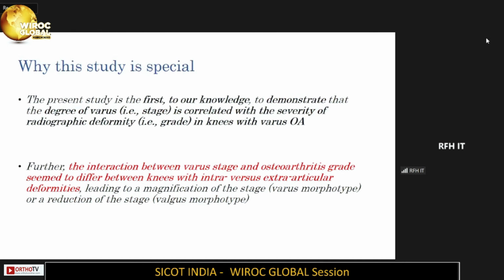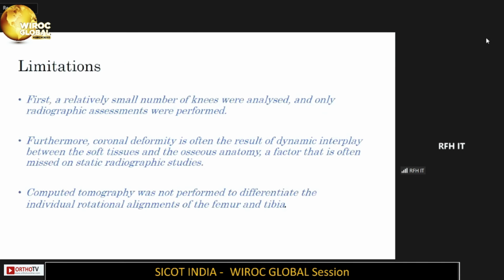So why is this study special? Because this study is the first to our knowledge to demonstrate that the degree of varus, that is stage, is correlated with the severity of radiographic deformity in knees with varus OA. And the interaction between the varus stage and the osteoarthritis grade seems to differ between knees with intra versus extraarticular deformities. This study also had some limitations.